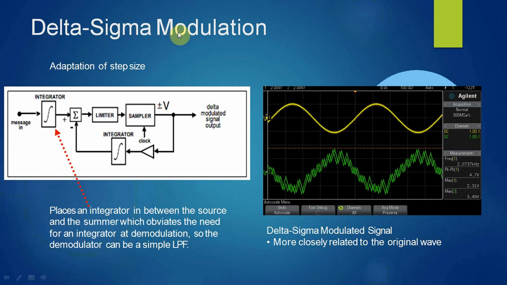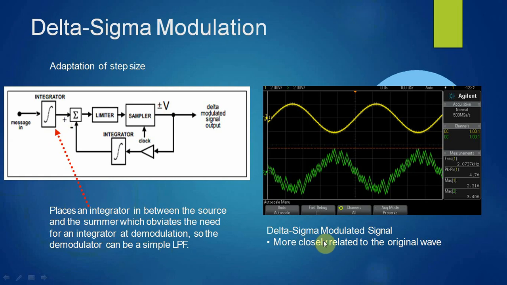Then the delta sigma modulation. In case of the delta sigma modulation, basically there is the delta modulation, and initially we place an integrator, meaning we place the integrator in between the source and the summer, which obviates the need for the integrator at the demodulator, so that the demodulator can be a simple low pass filter. This is called the delta sigma modulation.